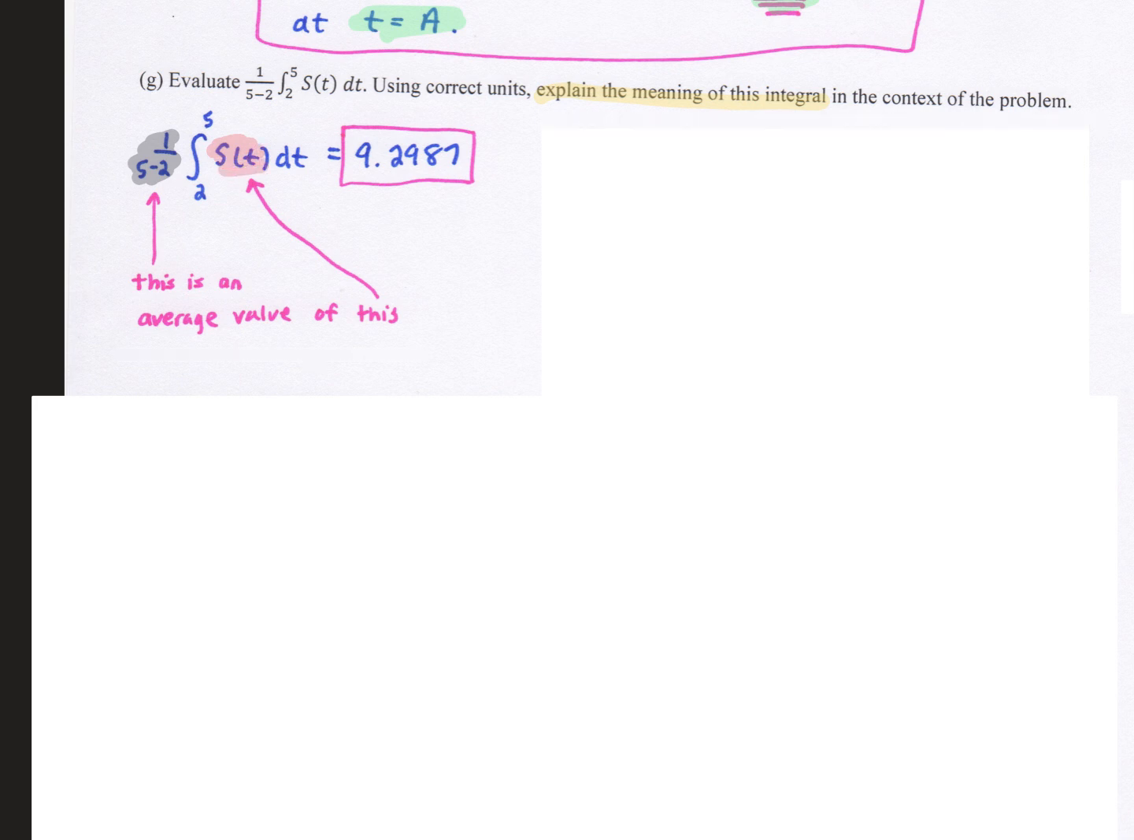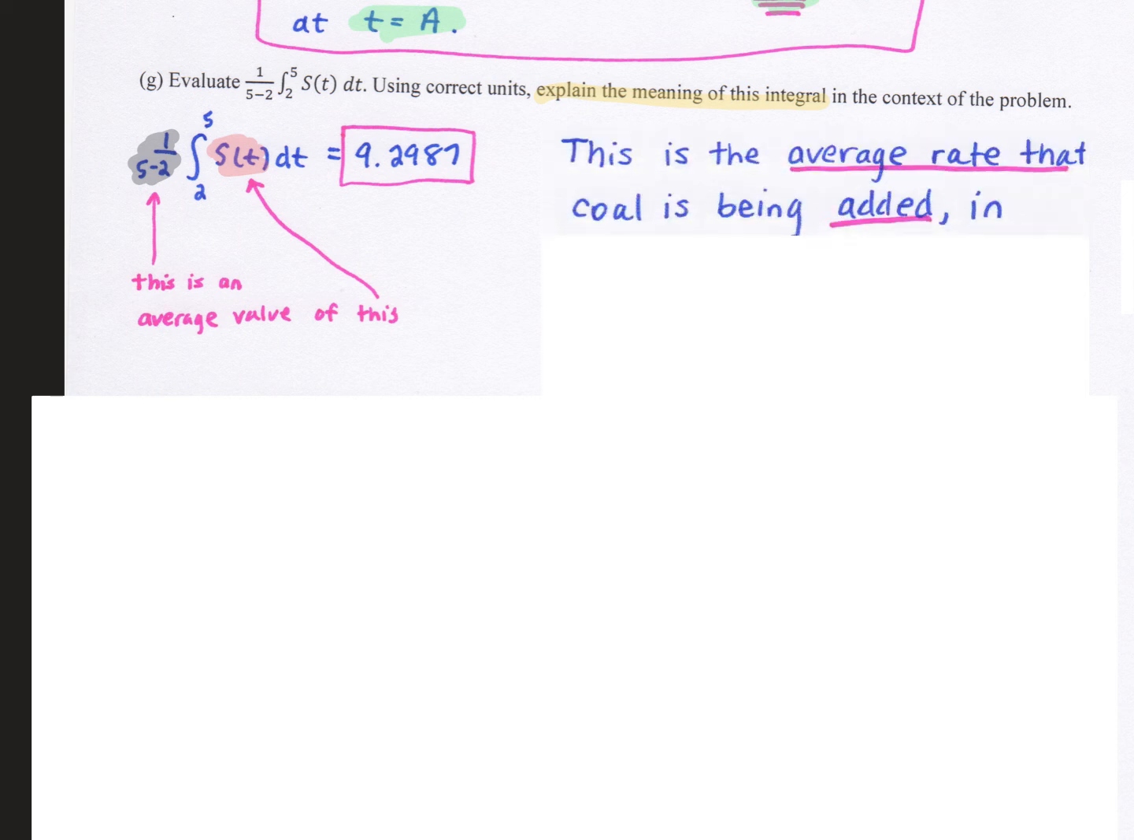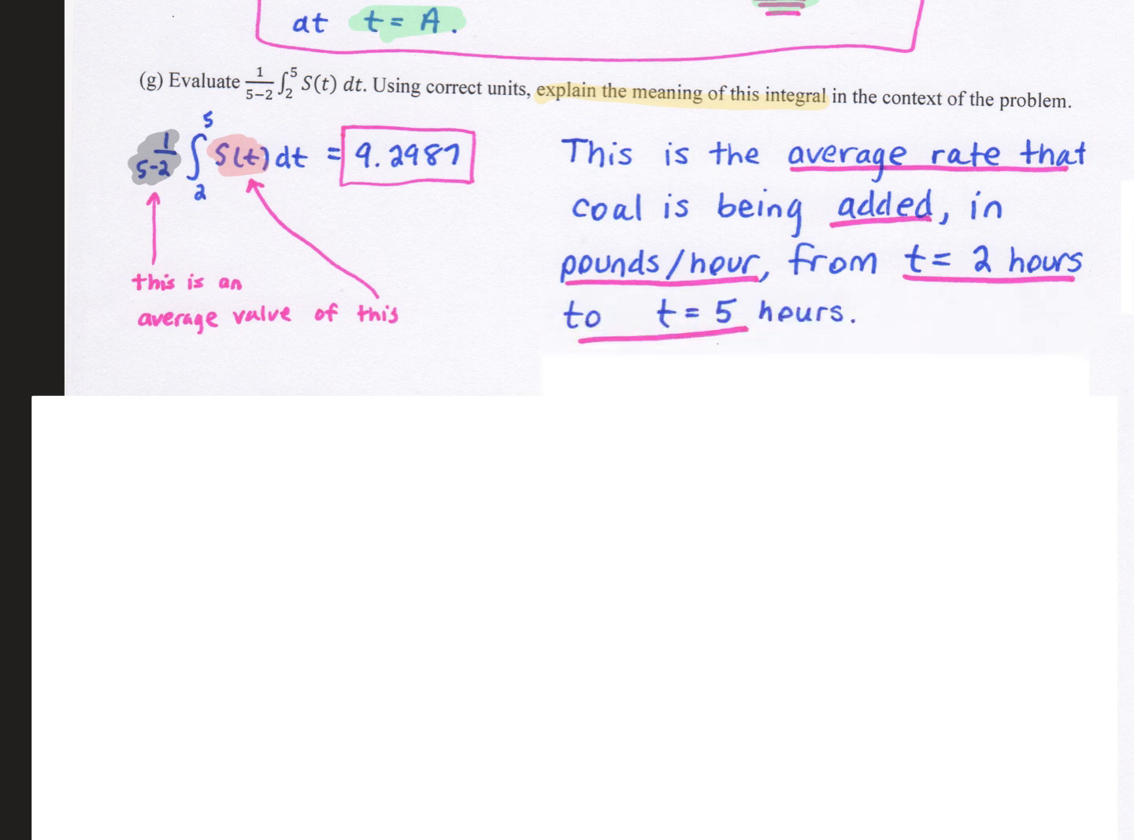So this is the average value of S, and S is given as the rate at which coal is being added. So that is the first part of my explanation. That's the what, the average rate that coal is being added. And that rate is given in pounds per hour, so I include that in my explanation. And my time interval from 2 to 5, which are just the limits that are used right here.